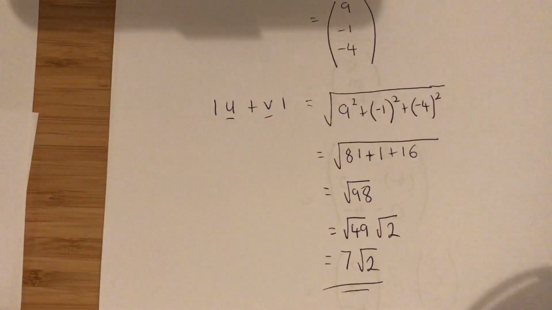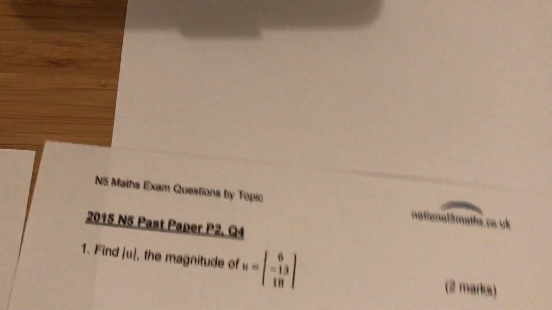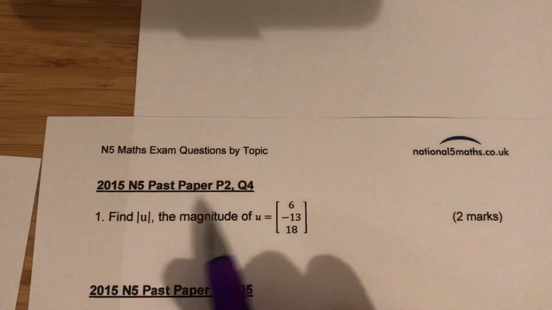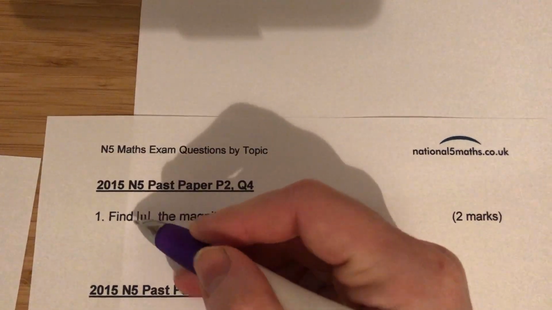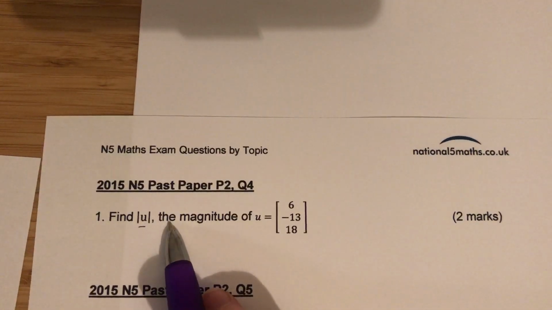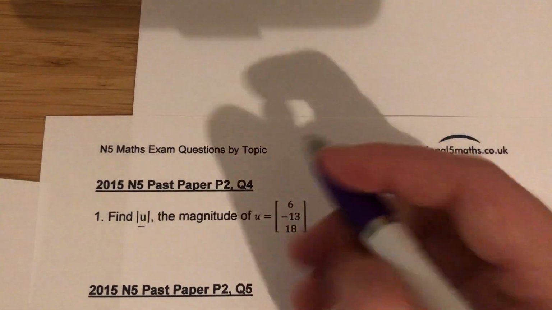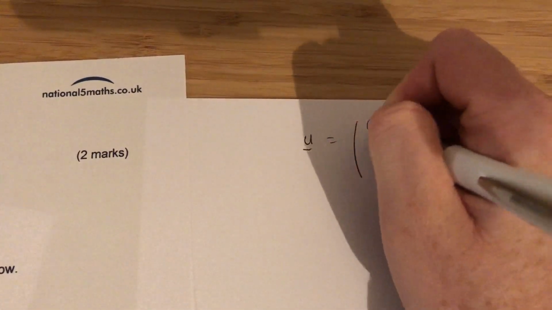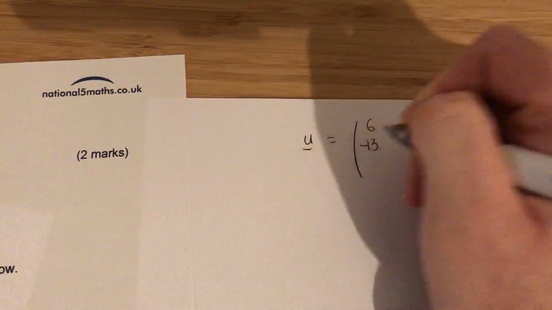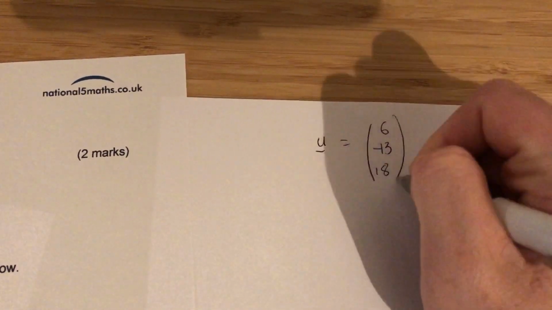Right, let's look at some more vectors questions. Right, this one here. This is a paper 2 one, so find u with 2 lines either side there, that's the magnitude, but it does tell you specifically the magnitude of u. Let's just write down our vector. U underline, don't forget to underline it, is 6, negative 13, 18.